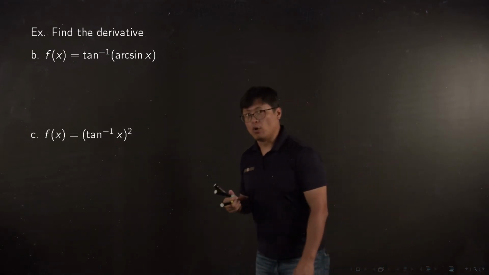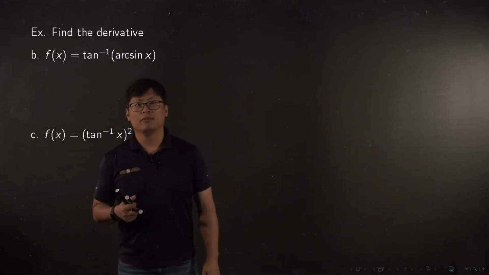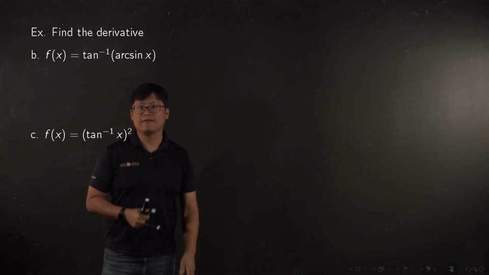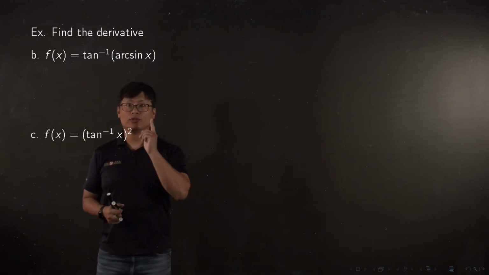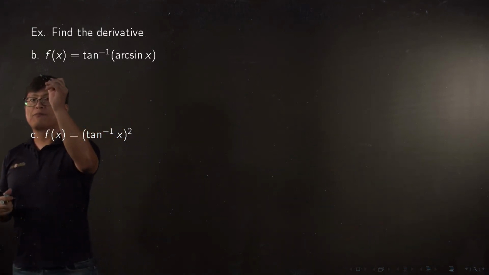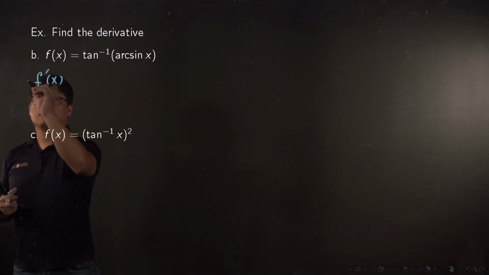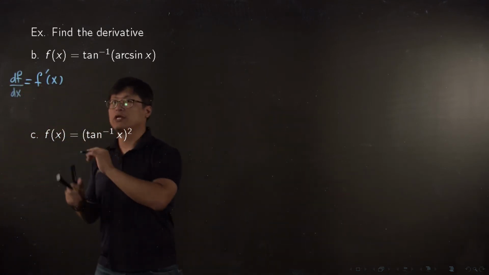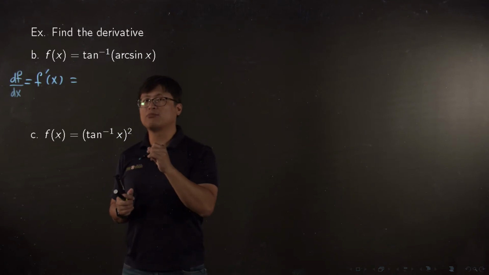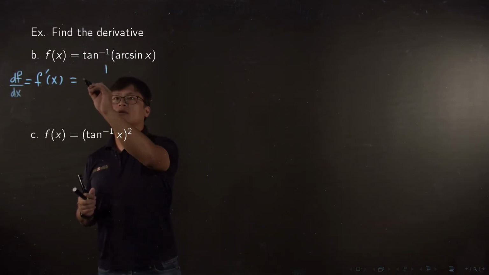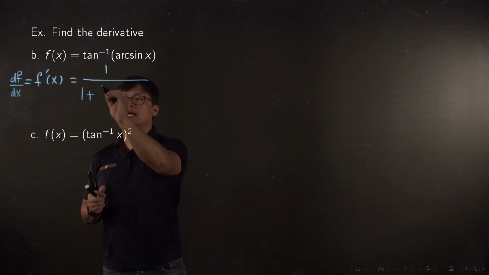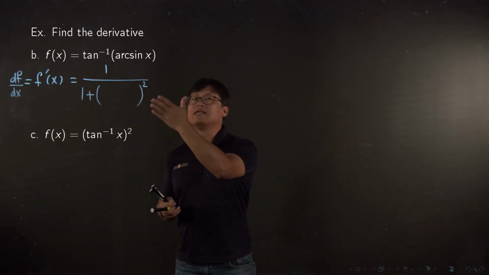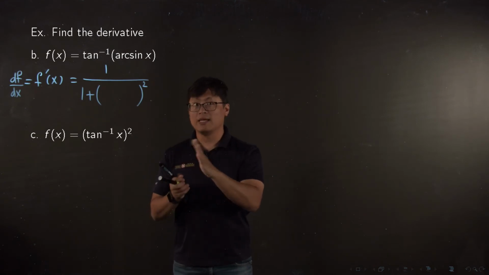Let's practice more. Look at the next problem. Tangent inverse is the outside function and arc sine is the inside function. You have to keep that in mind. You have to do the chain rule. Here we go. F prime of x or df dx, either way, but you have to get familiar with this notation. The derivative of arc tangent is 1 over 1 plus the inside function squared. Again, tangent inverse and arc tangent are the same thing.